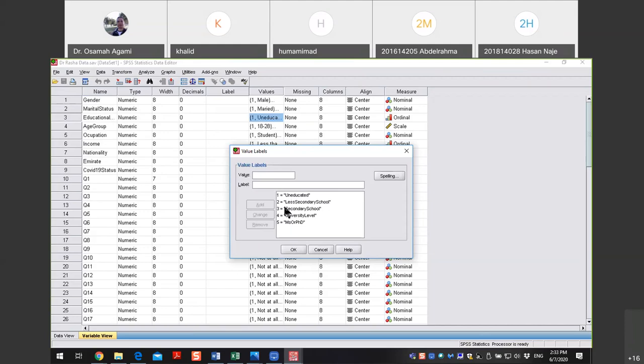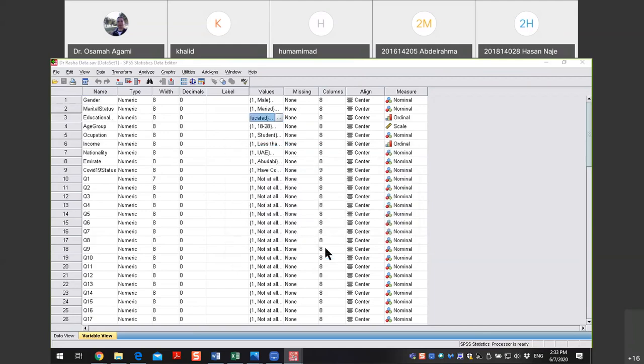Uneducated person, less than secondary school, secondary school, university level, master or PhD. So yes, I can order them. So even using software, you have to distinguish between three types of data. Also the Minitab we are going to use has the same one. So these are common icons for the three different variables.